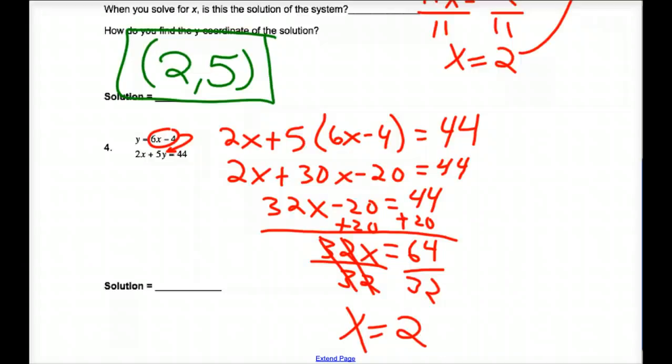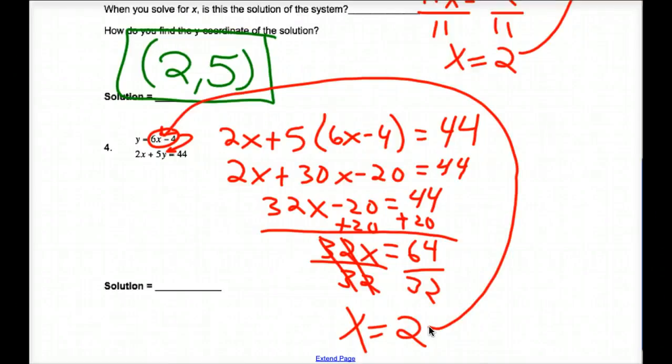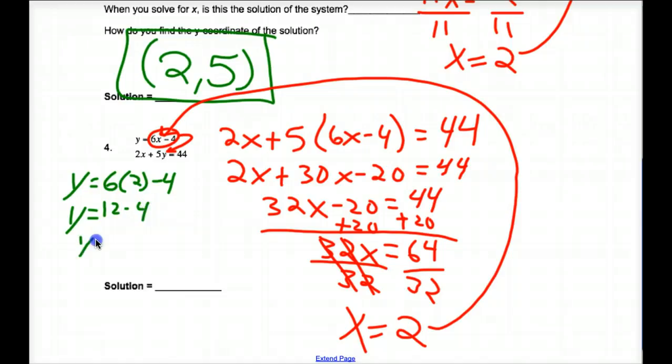Take 2. Gracie McGuire, tell me what to write. y equals 6 times 2 minus 4. How much is that? y equals 12 minus 4. And then y. Pair them up. What's the solution? 2 comma 8.